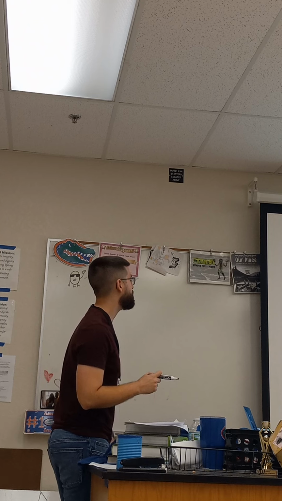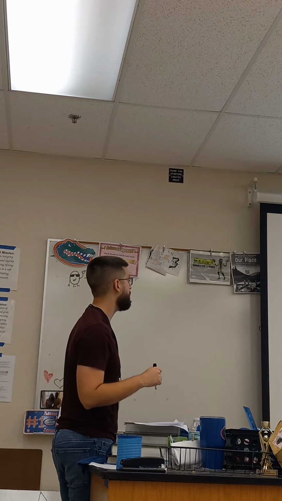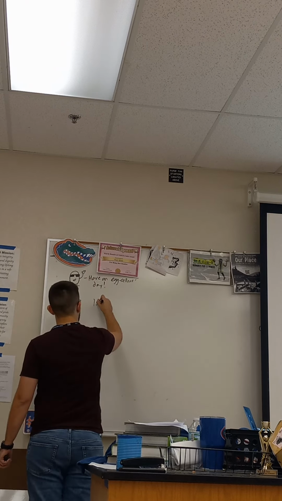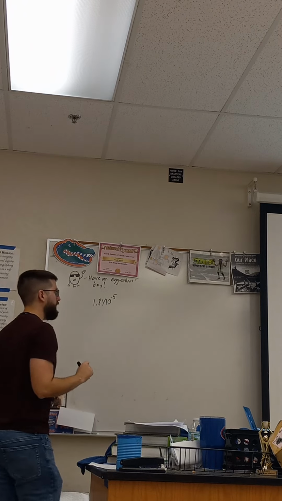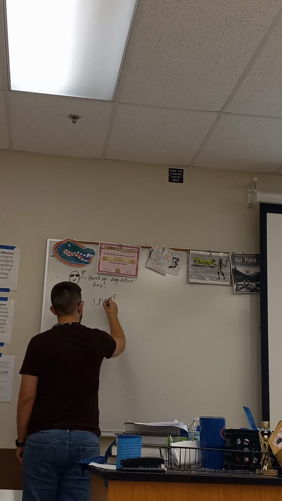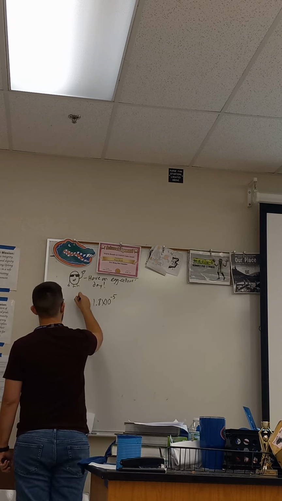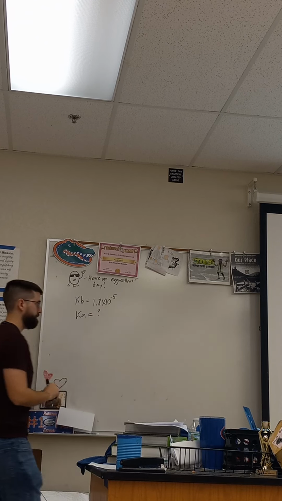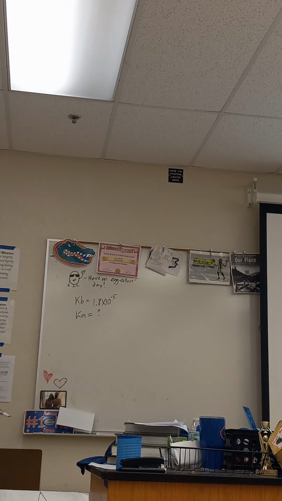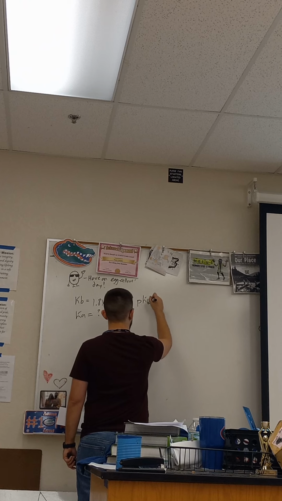So then, guys, what I was talking about earlier is, let's find out. Let's say our Kb is 1.8 times 10 to the negative fifth. If I want to find Ka, I can take the negative log of this. Negative log? Yeah.